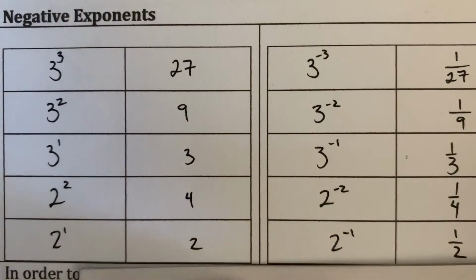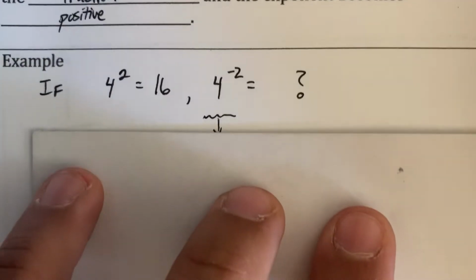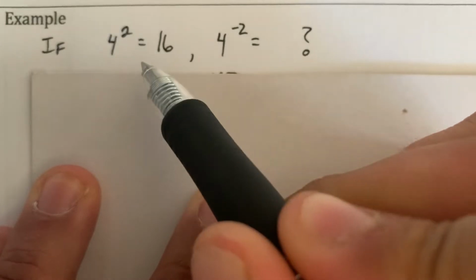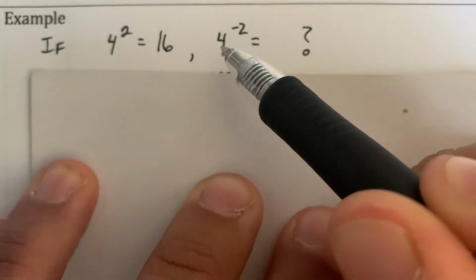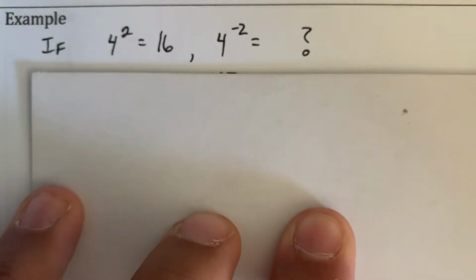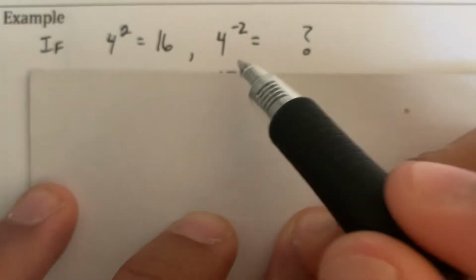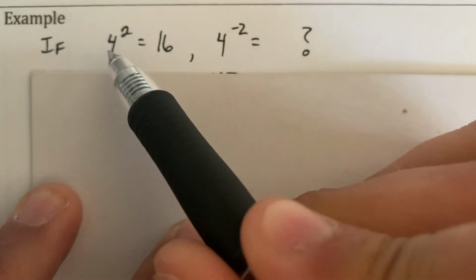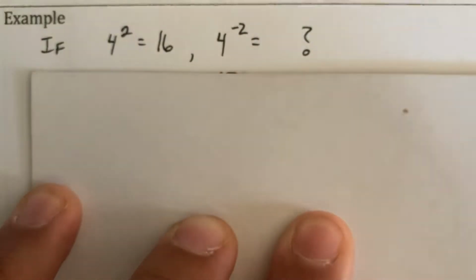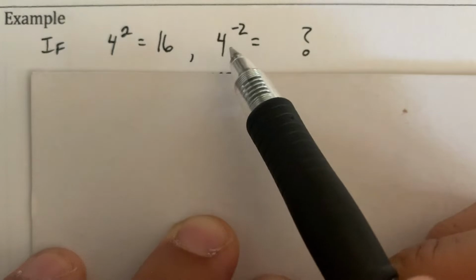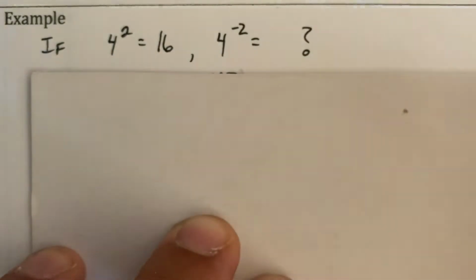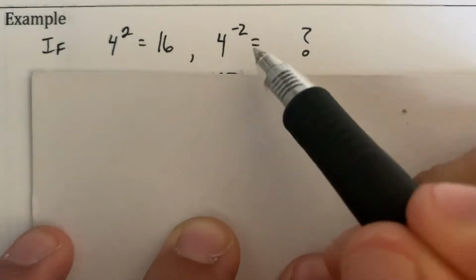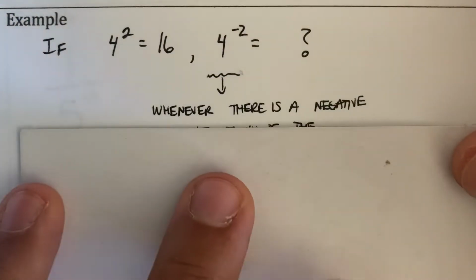Okay, and so let's use that rule and see if we can figure out what this is. If 4 to the second power is 16, what's 4 to the negative second power? Well, the reason why we have to think of it differently is because we multiply 4 by itself 2 times to get 16. But how do we multiply 4 by itself negative 2 times? It doesn't really make sense, right? So just like we talked about in the above chart, this is what you want to think.